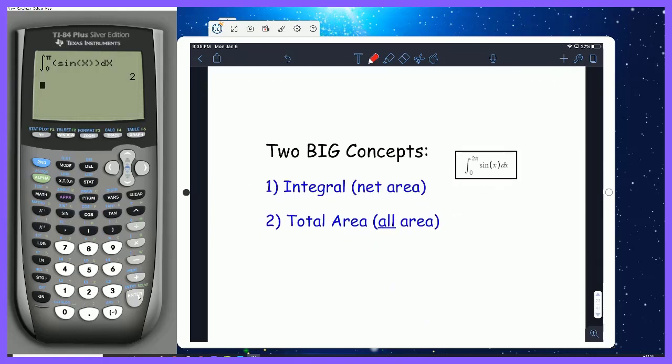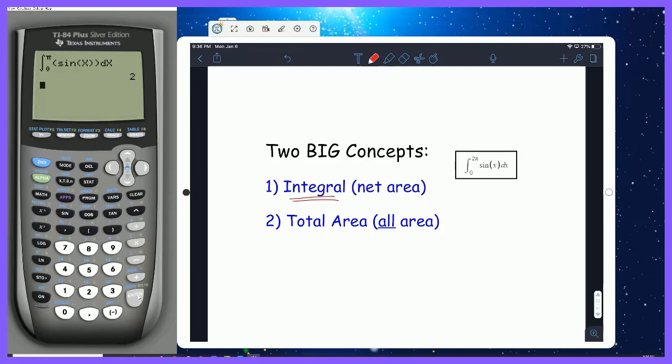There are two really big concepts you have to make sure you distinguish between, okay? And the first is just calculating a normal integral. What my calculator just did is found the net area of the curve sine x from 0 to pi. Specifically, it's taking all the area above the x-axis and it's subtracting all the area below. So that's what an integral is.